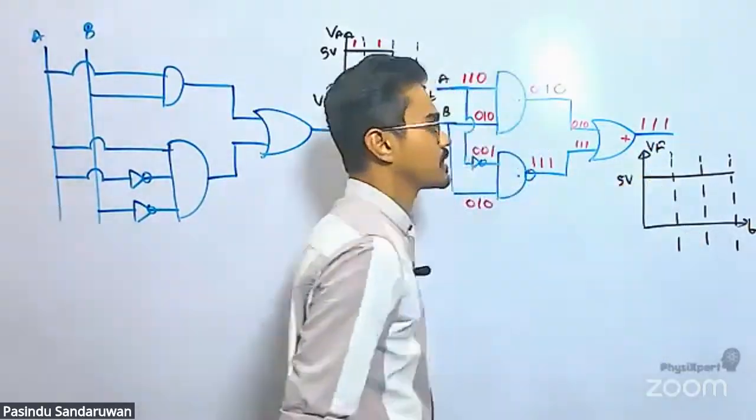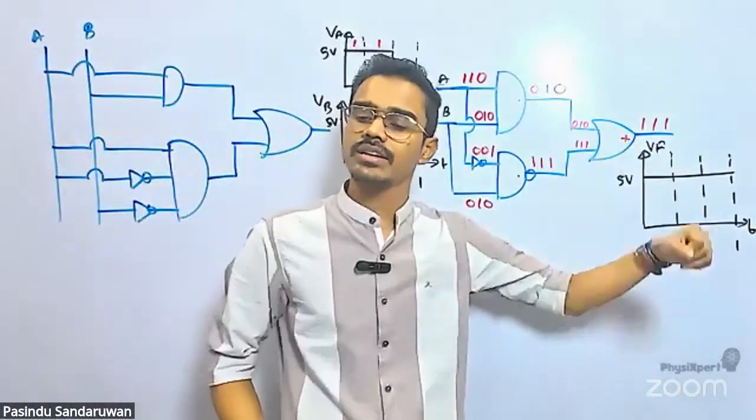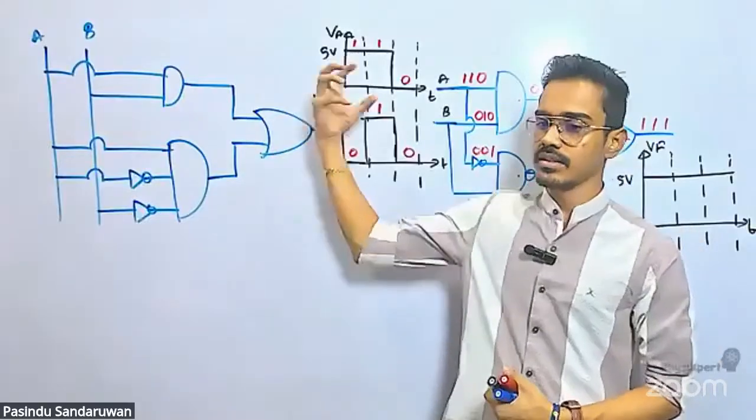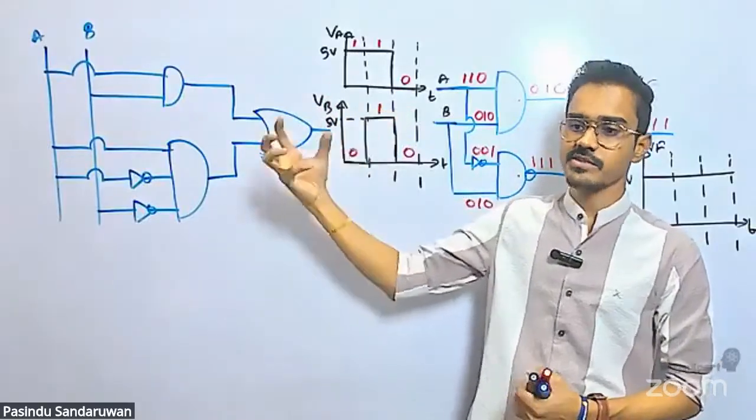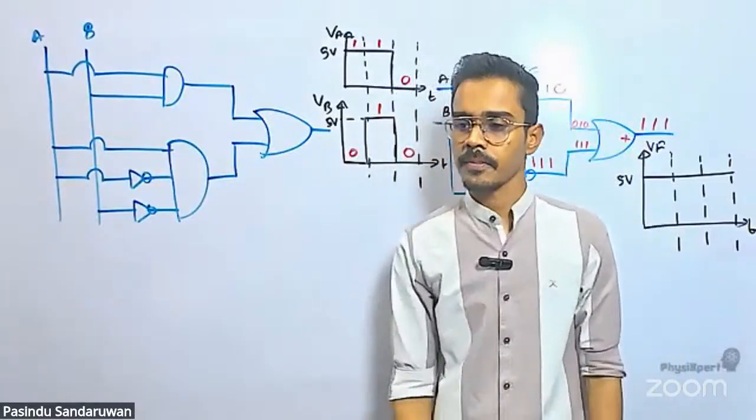Standard voltage is 5 volts. Output variation is 1 1 1. If it is 1 1 1, accordingly we draw the voltage variation. Right, simple. If the voltage variation is given, convert it to binary. Then simplify using the binary. After simplifying, finally convert it back to the voltage variation. Right?